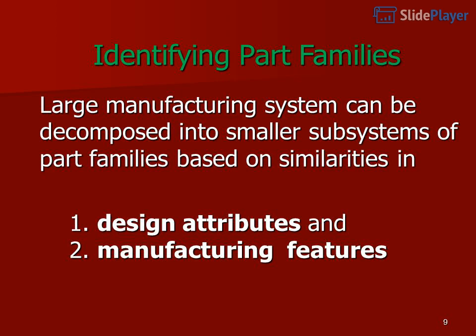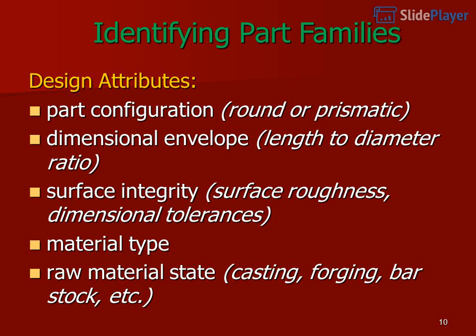Identifying part families. A large manufacturing system can be decomposed into smaller subsystems of part families based on similarities in, one, design attributes and, two, manufacturing features. Design attributes: part configuration, round or prismatic; dimensional envelope, length to diameter ratio; surface integrity, surface roughness, dimensional tolerances; material type and raw material state, casting, forging, bar stock, etc.